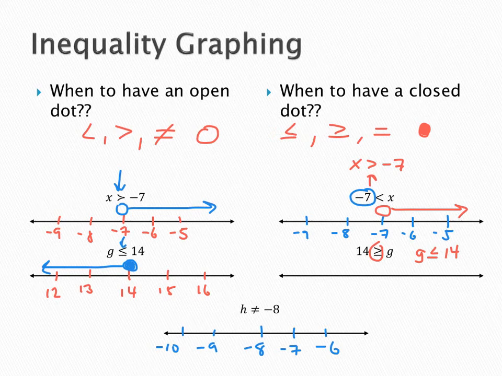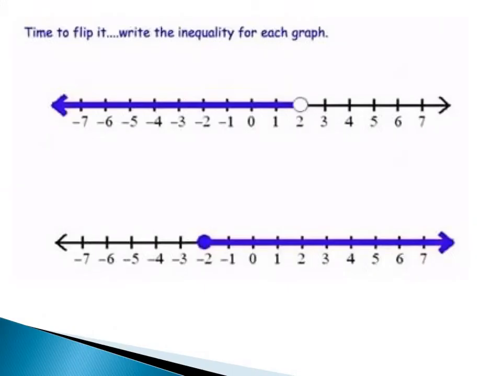I'm going to put my open dot at negative 8. I'm not including negative 8, but I want to include every other value because it's not equal to negative 8. So I'm going to choose any value above and any value below, but the opening at 8, or negative 8, I'm sorry, is telling me that this is not included. All right, now let's flip it.